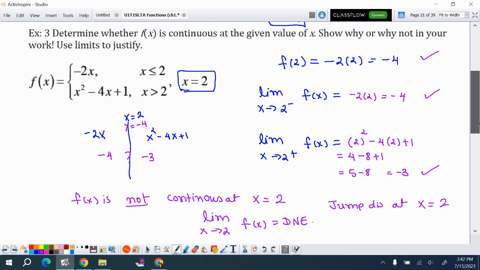Now it says use limits to justify. That means you must have this limit statement.